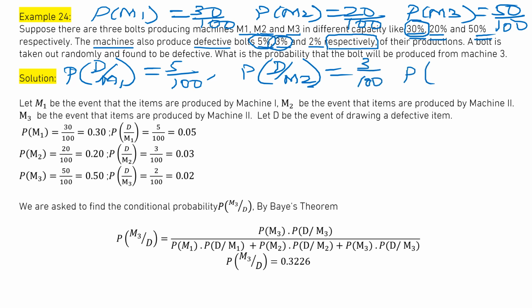Similarly, probability of D given M3, where you have already chosen machine 3. Out of machine 3, how many defective items? So we have the last value, 2%. That means 2 by 100. Okay, now what is the question?